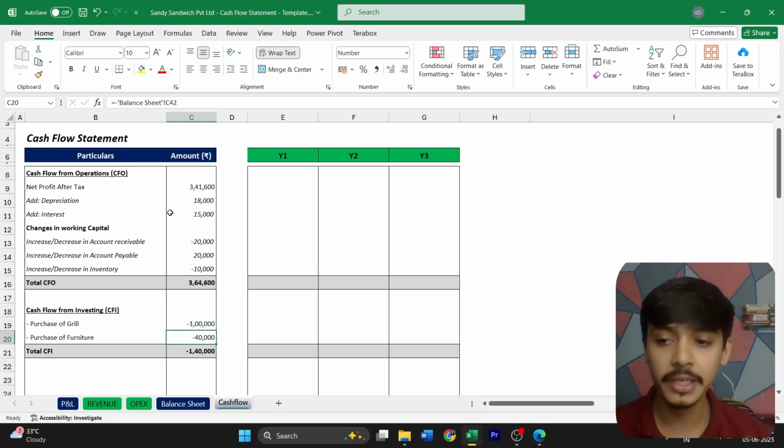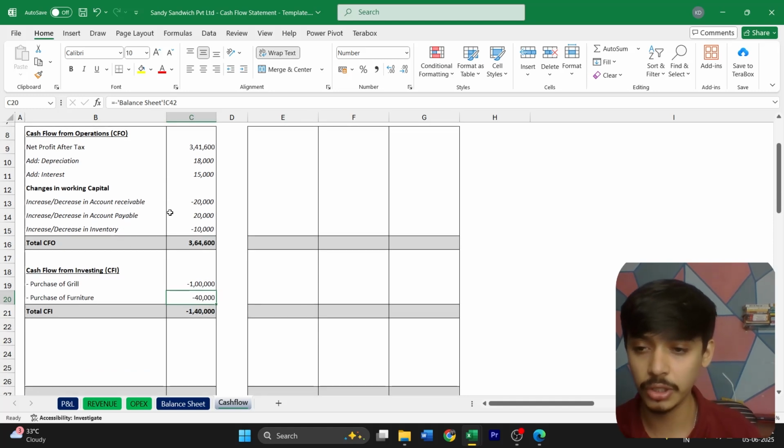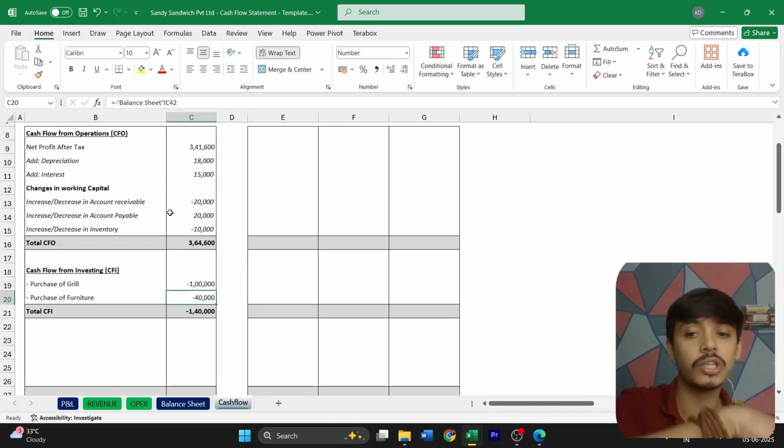And from CFI we can see that in the investing activity Sandy did, he purchased 1 lakh worth of grill and 40,000 worth of furniture. So that way he spent 1,40,000 from his bank balance to purchase these assets.